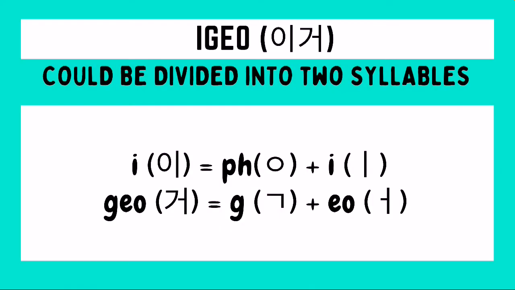How do we write igo in Hangul? Let's start with the first syllable. To be able to write the syllable I in Hangul, we need to draw first a placeholder iyang, followed by an I character. For the second syllable go, we need to draw first a giyak character, followed by the a character. And then we just have to combine the Hangul for each of these two syllables to form the Hangul of the word igo.